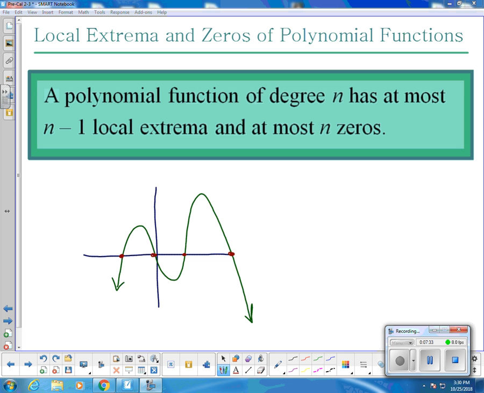And if you look, you have 1, 2, 3. So that would be n minus 1. So you have 3 extreme maxes or mins. All right. So this is more likely a fourth degree. It could be, if it were to come back up, we could maybe say it was a fifth degree. But most of the time, when you see those arrows, it means we're done graphing. So I would say this is a fourth degree. Okay.